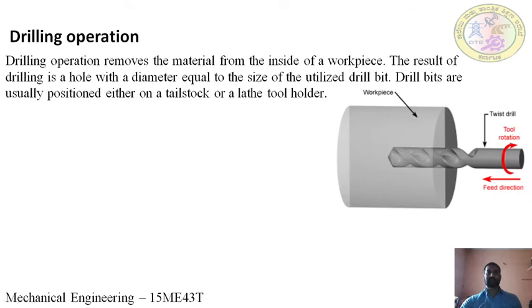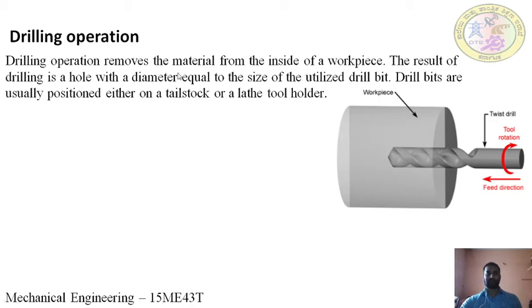It's a drilling operation. Drilling is the operation of producing a hole in the ends of the workpiece. For producing holes, the drill bit or the holder, the twist drill, is placed in the tail stock. So this tool is held in the tail stock. Then the workpiece is rotated and the tail stock is moved towards the axis of the workpiece.